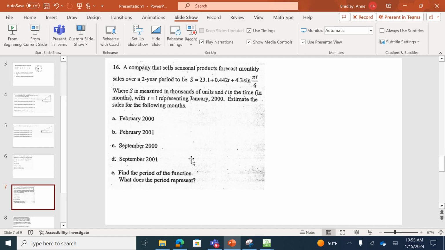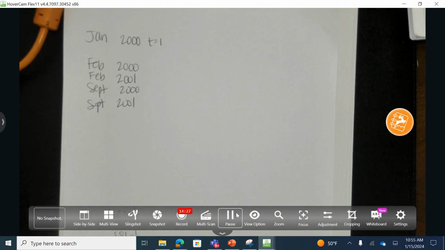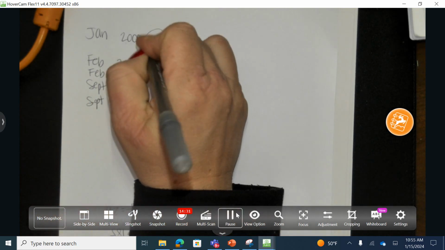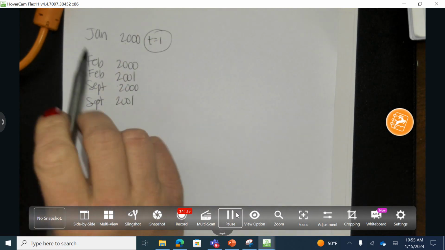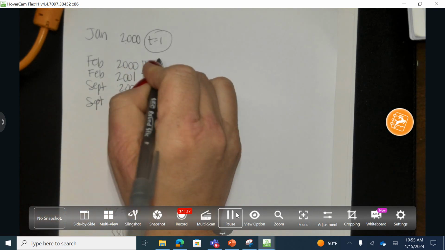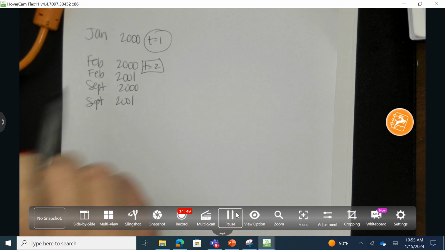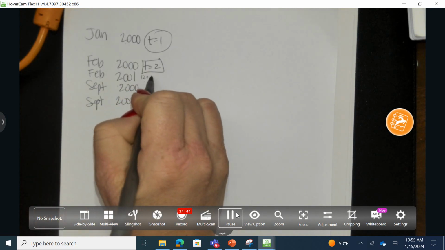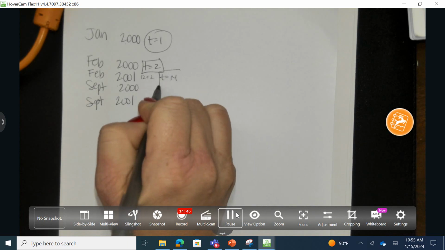All right, so let's come back down here. I wrote this down. So January 2000 represents month 1. It's T equals 1. And we're going in months here, so this would be 1 month later. When I plug this in for the input, this would be T equals 2. Now, this isn't a whole additional year, so I'm going to do 12 plus 2. This would be T equals 14.